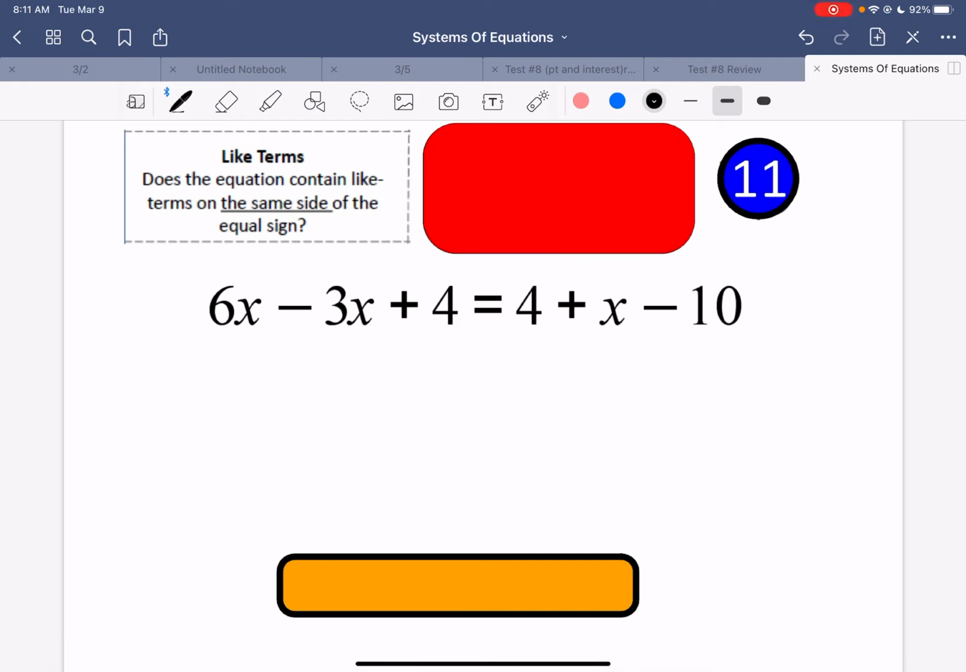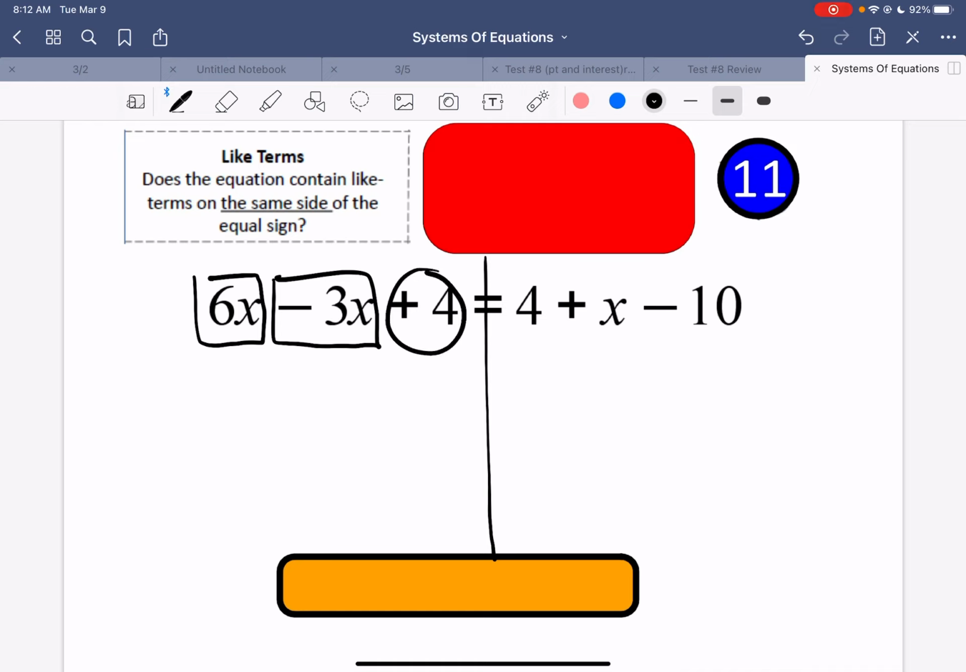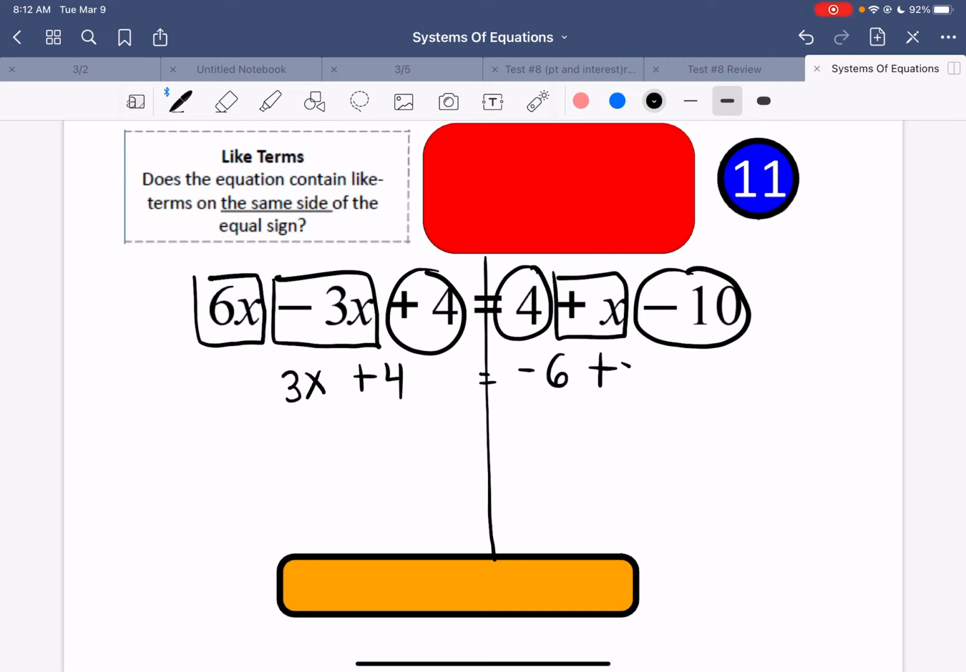And so I want you to pause, and I'm going to work this one out here. So first we need to combine our like terms. So I'm going to box my variables and circle my constants, and I know that it has been a long time since we've done this. We can only combine on the left and right. We're going to combine our like terms. So 6x minus 3x is going to be 3x, and then I don't have any other constants. And then I can take 4 minus 10, which is going to be a negative 6 plus x.